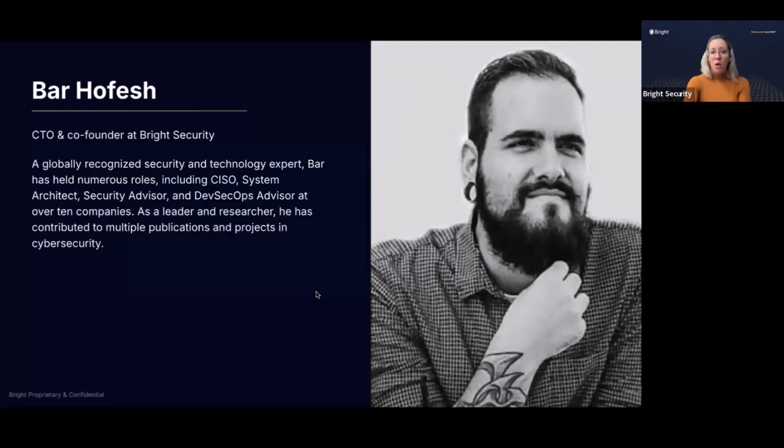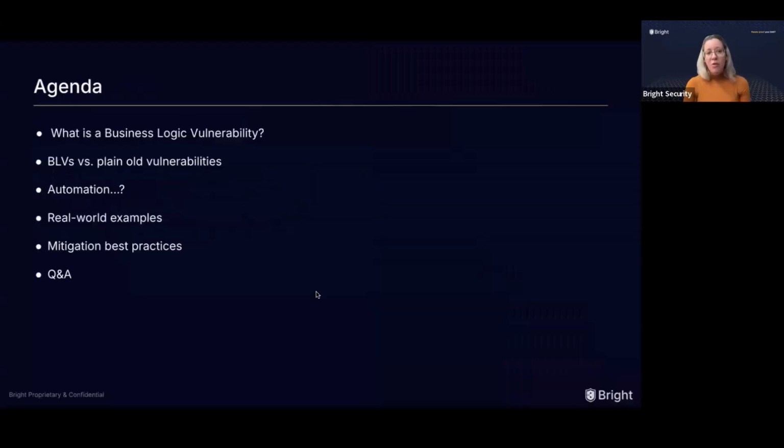And so let's take a look at what we are going to be talking about. So first of all, what is the makeup of a business logic vulnerability? How is it different from just your plain old run-of-the-mill vulnerability? And what are the telltale signs of that? Obviously, automation. How do you go about testing for it in an automated fashion? And then we're probably going to spend quite a bit of time in our real-world examples section. And then we're going to talk about mitigation best practices.